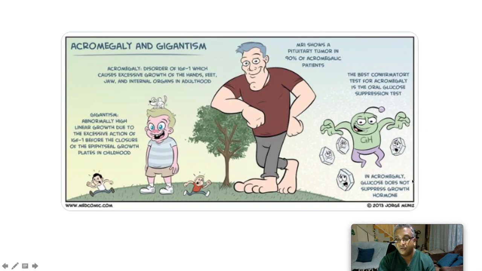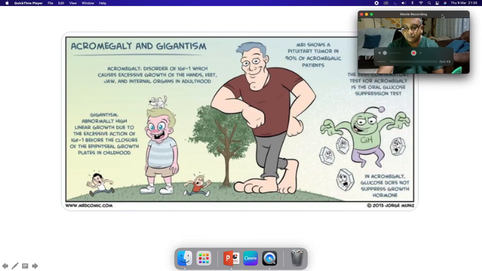So normally glucose is going to suppress the growth hormone. But in acromegaly, that doesn't happen, right? Gigantism refers to abnormally high linear growth due to excessive action of IGF-1 before the closure of the epiphyseal plate in childhood. Right, so acromegaly happens in adults, but gigantism happens from the time the patient is young.